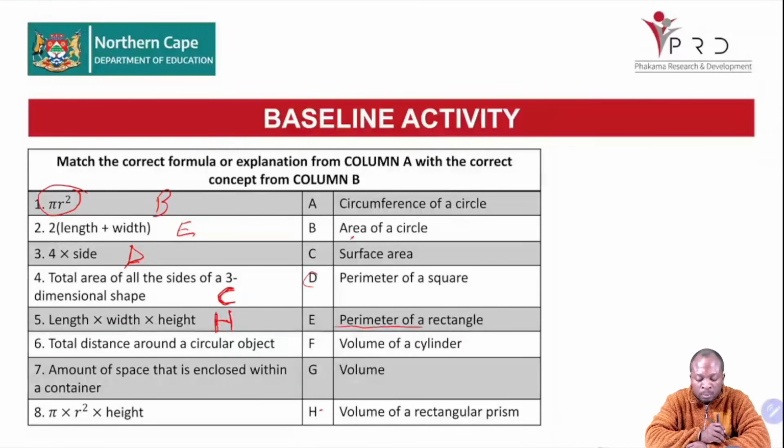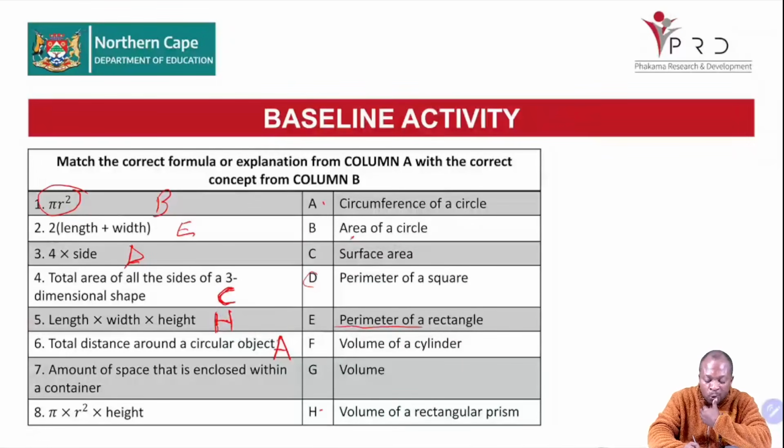H. Let's talk of the total distance around a circular object. When you move around a circular object, we are talking of what? The circumference. So it means our answer here is A. I hope you are getting them correct, because I know you are revising things that we've learned and you are going to do very well even in the examination.